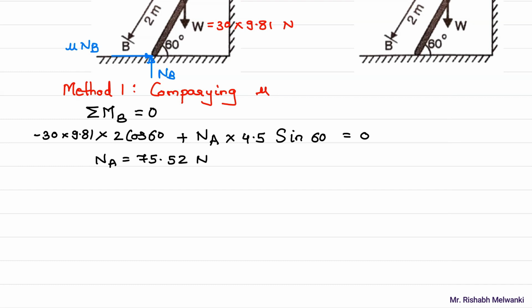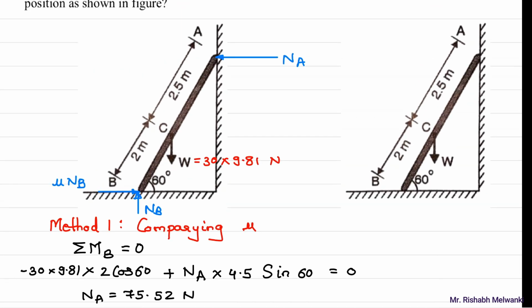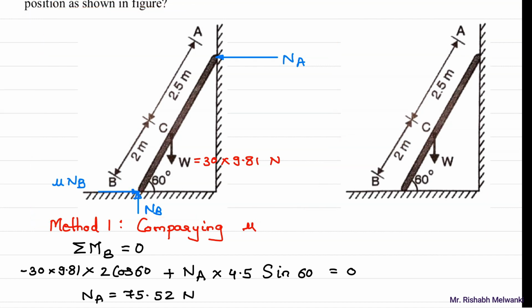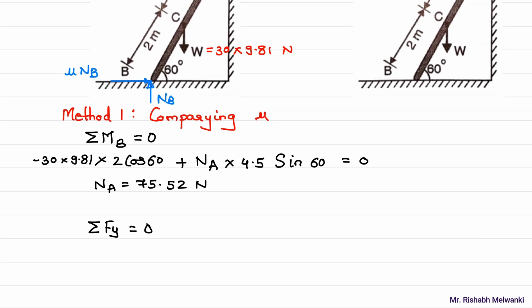Now I will use some other condition of equilibrium: summation of all the forces in y direction equal to 0. Why? Because we have three conditions of equilibrium. This is a general force system, coplanar, non-concurrent, as all the forces are not passing through one point, and non-parallel. So summation of moment about a point equal to 0, summation Fy equal to 0, summation Fx equal to 0. These are the three conditions of equilibrium which we have to use. So summation of Fy equal to 0.